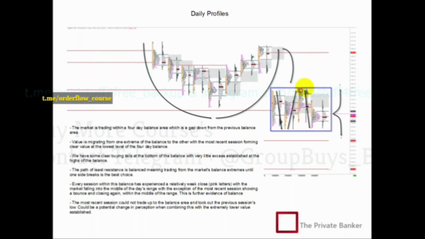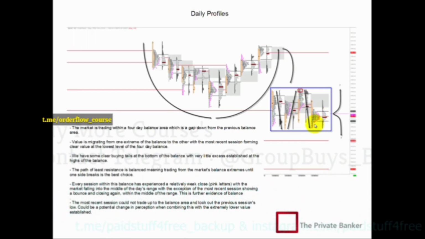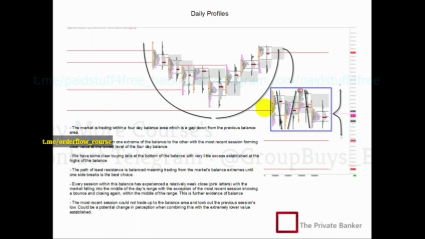So the market tests the lower end of this balance area once again. Maybe there were stops below this buying tail here, which would be representative of this distribution here. But this spike lower and then run right back into the middle of the profile was essentially to be construed as a buying tail as well. So when we look at this, we can see that the path of least resistance is really just balanced, meaning that trading from the market's balanced extremes is the most appropriate thing to do until something obviously changes.